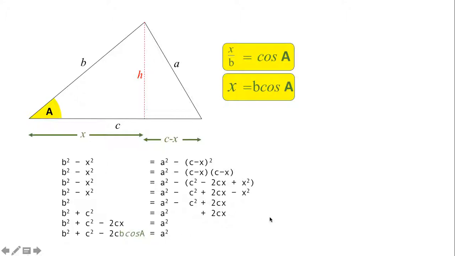It just needs a little bit of tidying up. I've swapped the left for the right, so a squared equals b squared plus c squared minus 2, and then I've swapped around the b and the c, so 2bc cos A, which is the cosine rule.